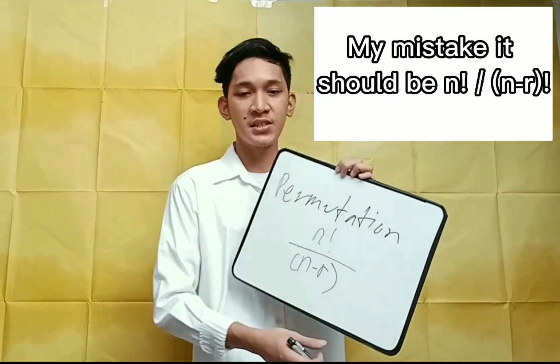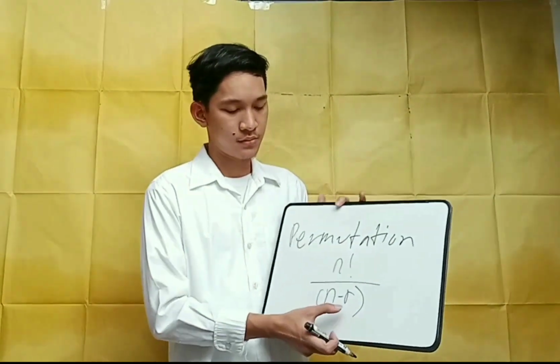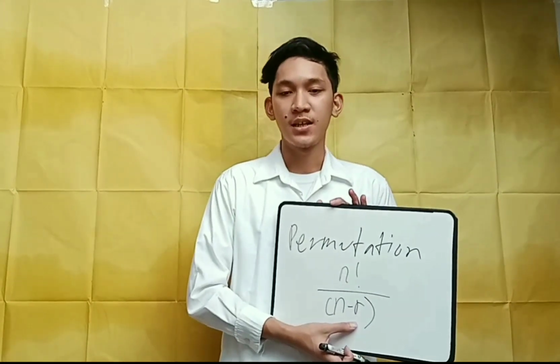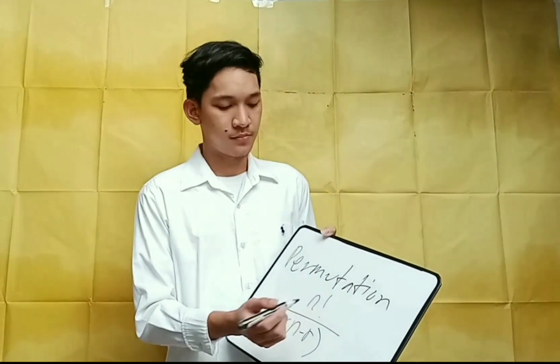And take note, the formula of the permutation is n factorial over (n minus r) factorial. This is the formula for the permutation, which I said earlier. The n is the total number of elements in a set, and the r is the selected elements arranged in a specific order. And lastly is the factorial.